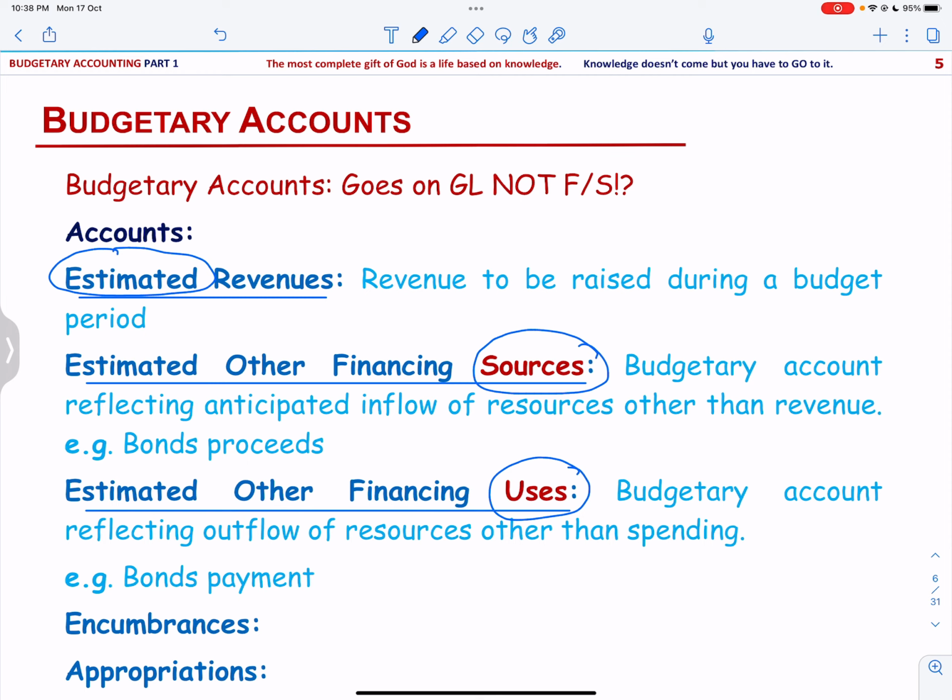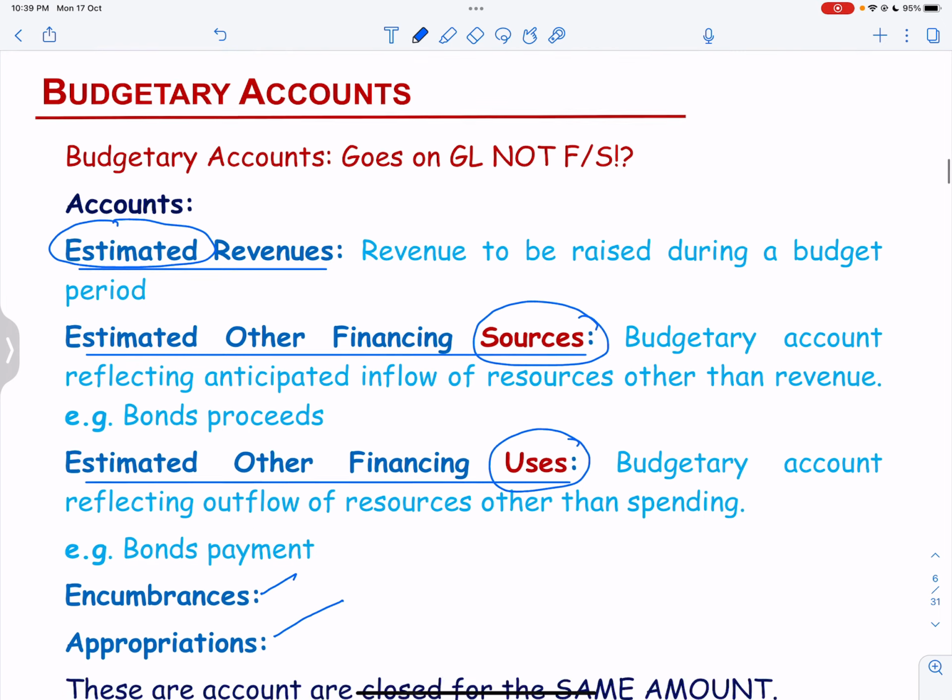Please keep in mind that budgetary accounts are closed at the end of the period for the same amount, and we will talk about it later in this video. We will also talk about encumbrances and appropriations in a while. But before that, let us talk about operating statement accounts.